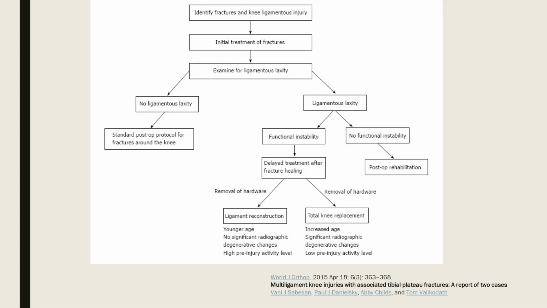At the same time, these people last year came up with a flow chart how to look at multi-ligament injuries in association with fractures, and basically you treat your fracture. That's the first thing, you initially have to ignore your ligament injuries. You need to get your fractures to heal, and then depending on whether there's instability or not, and depending on the age, degenerative changes, and activity level, consider either ligament reconstruction or knee arthroplasty. Thank you very much.